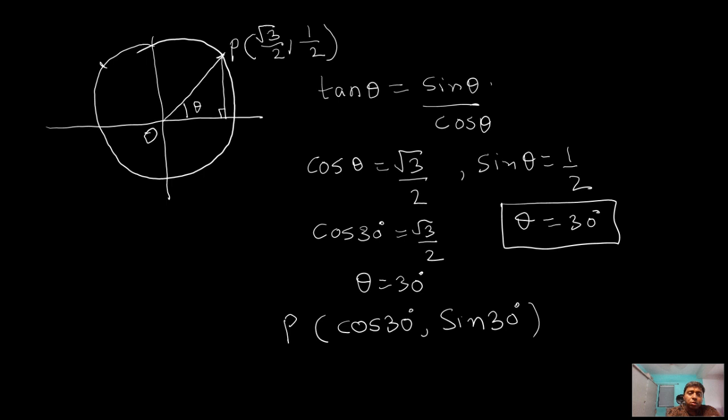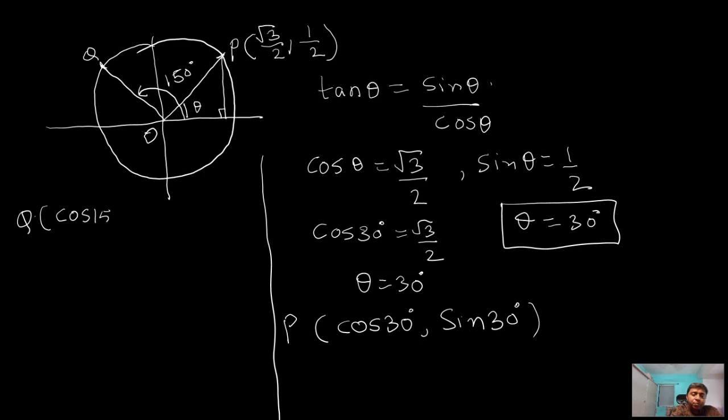Let's consider point Q such that OQ makes an angle of 150 degrees. So now this time I'm not using the Cartesian form. I'm going to use the trigonometric ratios and arrive at the Cartesian form. So coordinates of Q are going to be cos 150 degrees comma sine 150 degrees. So if we are not allowed to use calculator, then what would be the value of cos 150 and what would be the value of sine 150? That's where unit circle would help us.